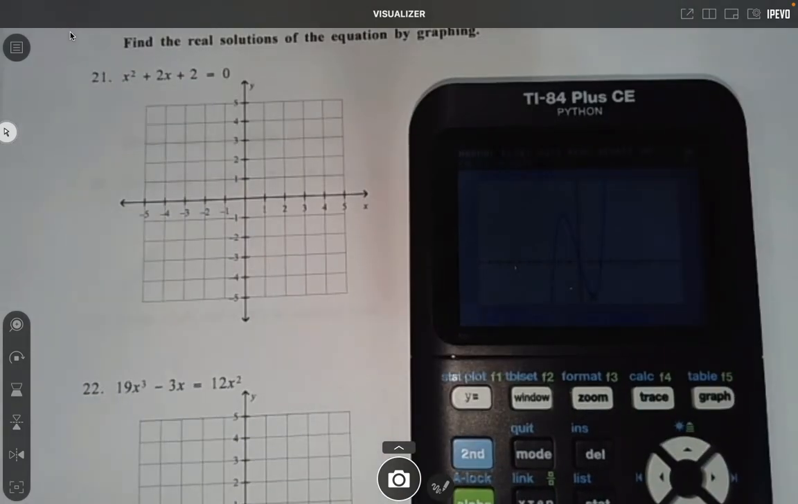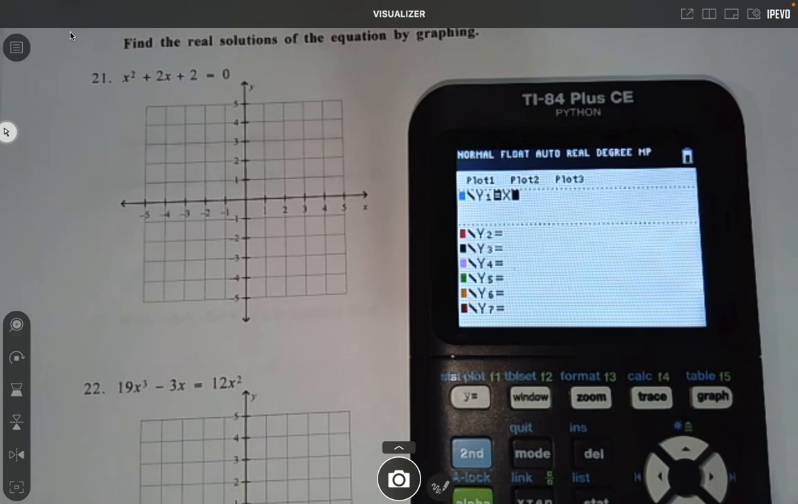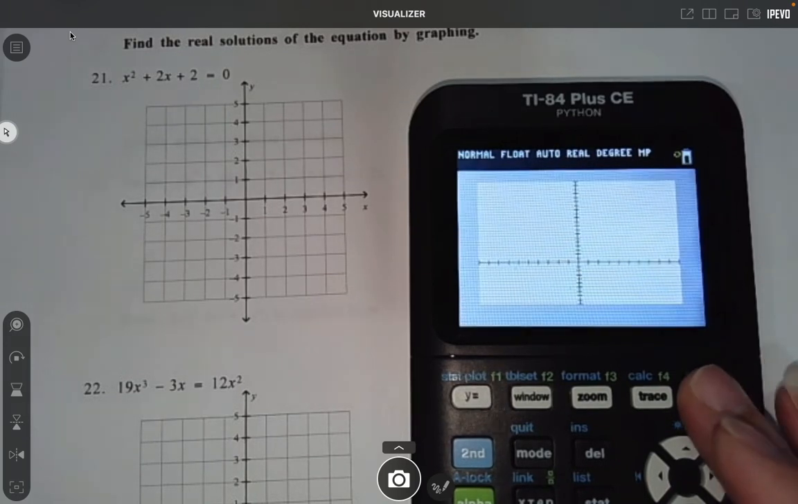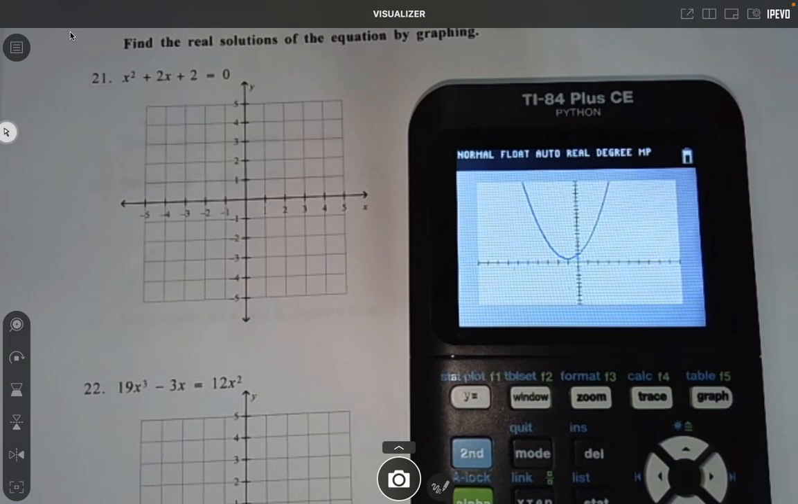Number 21 says find the solutions by graphing. So we just go to our calculator and we type in x squared plus 2x plus 2. I bet this is just going to be a parabola. How do I know that? Because it's a quadratic. It's got a square. If it had a cubic, it would be different. I hope y'all are kind of starting to learn shapes, and I hope it's coming together. So, anyway, where does it cross? It doesn't. So, what's this answer? No solution, or no real solution.